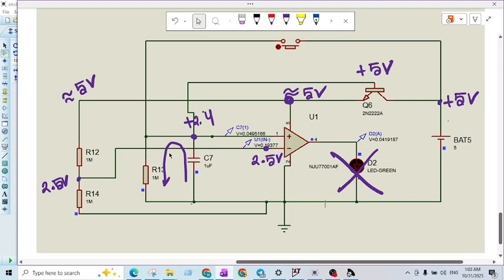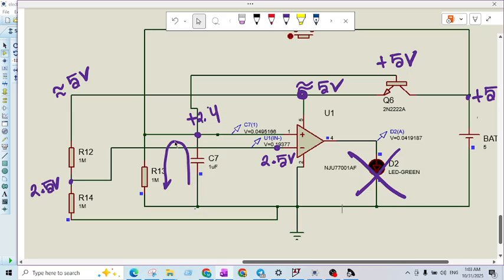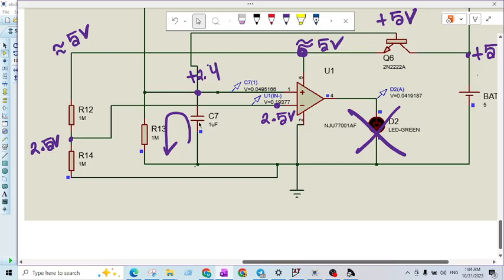And how to control the timing period? You see this is the discharging path. In this path we have a capacitor and a resistor, and we know the time constant tau is equal to RC. So if you increase R or if you increase C, the capacitor will take more time to discharge. That means this LED will be on for more time. So increase R or increase C and you will get a longer time.